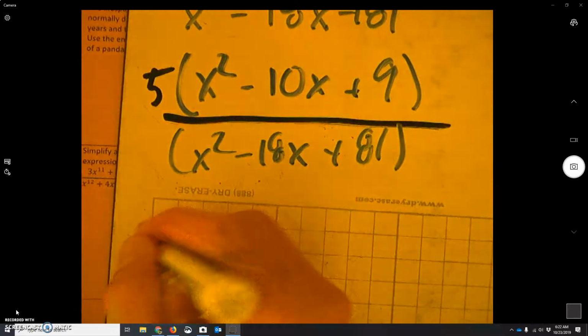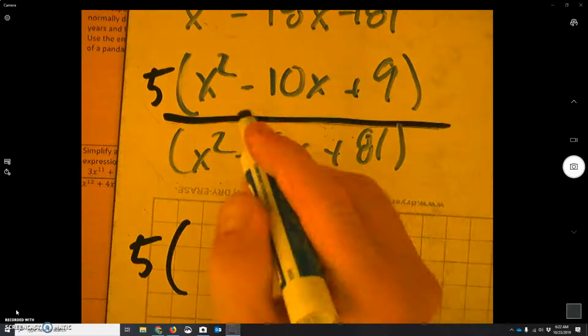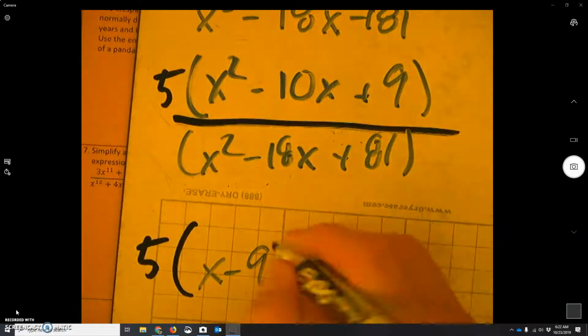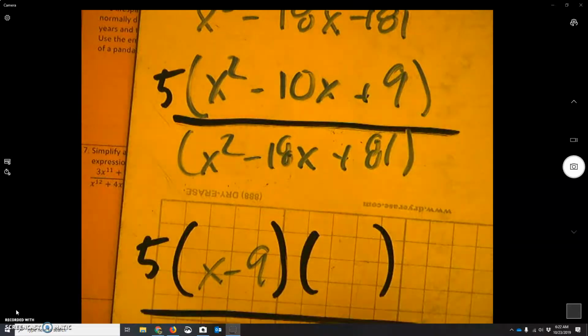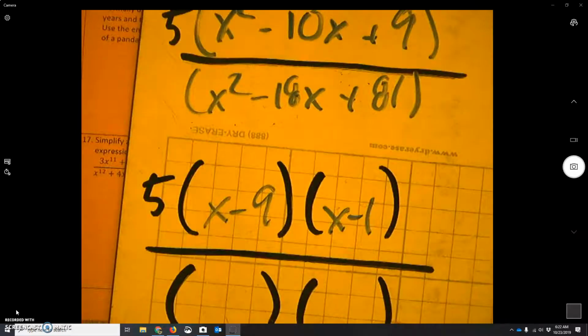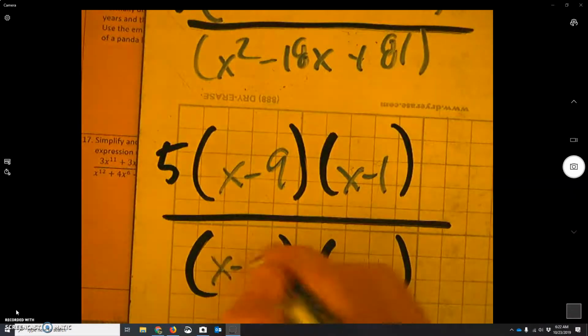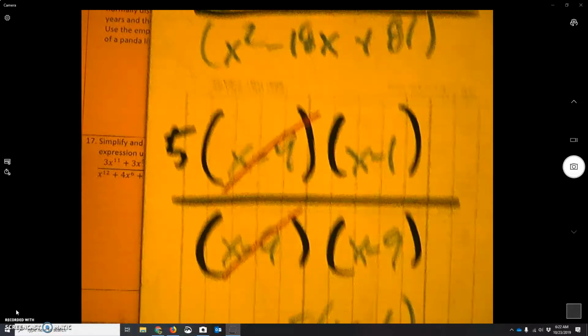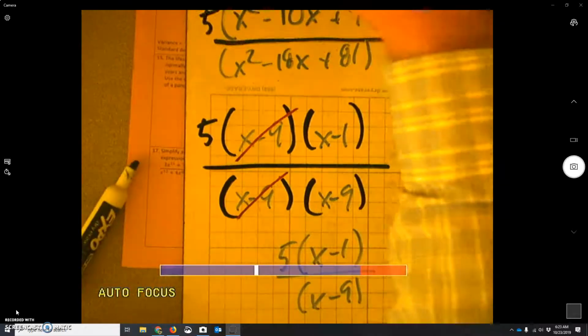The top, don't forget that 5 out front. We're going to have x minus 9 and x minus 1. The bottom is going to be 2x minus 9. Now when we're here, we can see that we can cross off the x minus 9s. What is left over is 5 times x minus 1 over x minus 9. And I need to zoom out a little bit so you can see that.